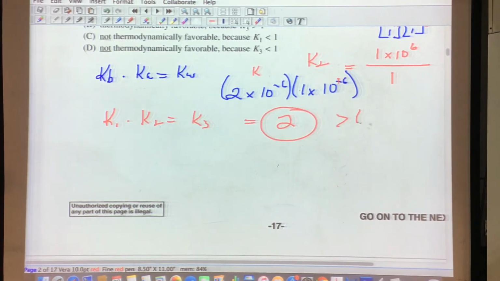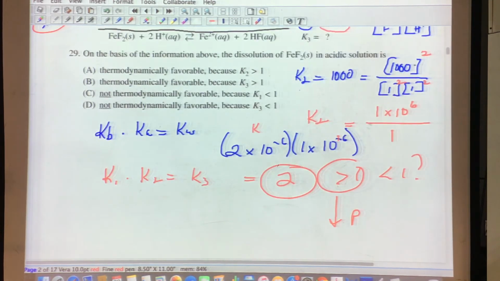Is 2 greater than 1 or less than 1? It's greater than 1, which means the products are favored, which means you have products. So back to the choices. I know K3 is greater than 1. And I know it's thermodynamically favorable. Why? Why do I know it's thermodynamically favorable? If products are favored, that means it's going forward to produce products. Absolutely correct. You have to understand, when your K is bigger than 1, your delta G becomes more negative.